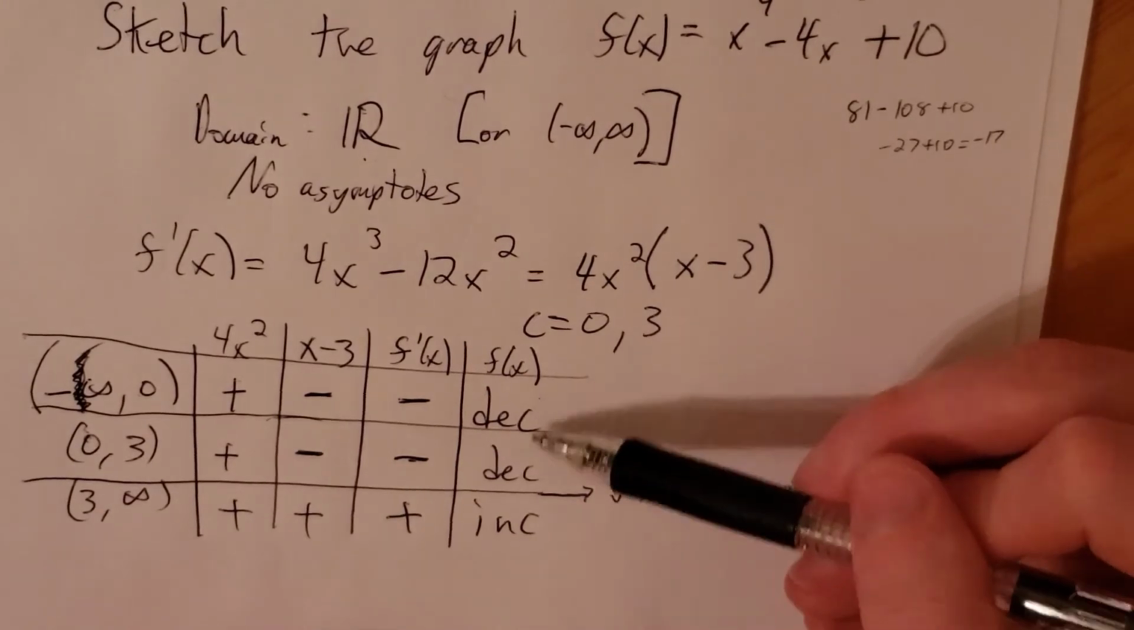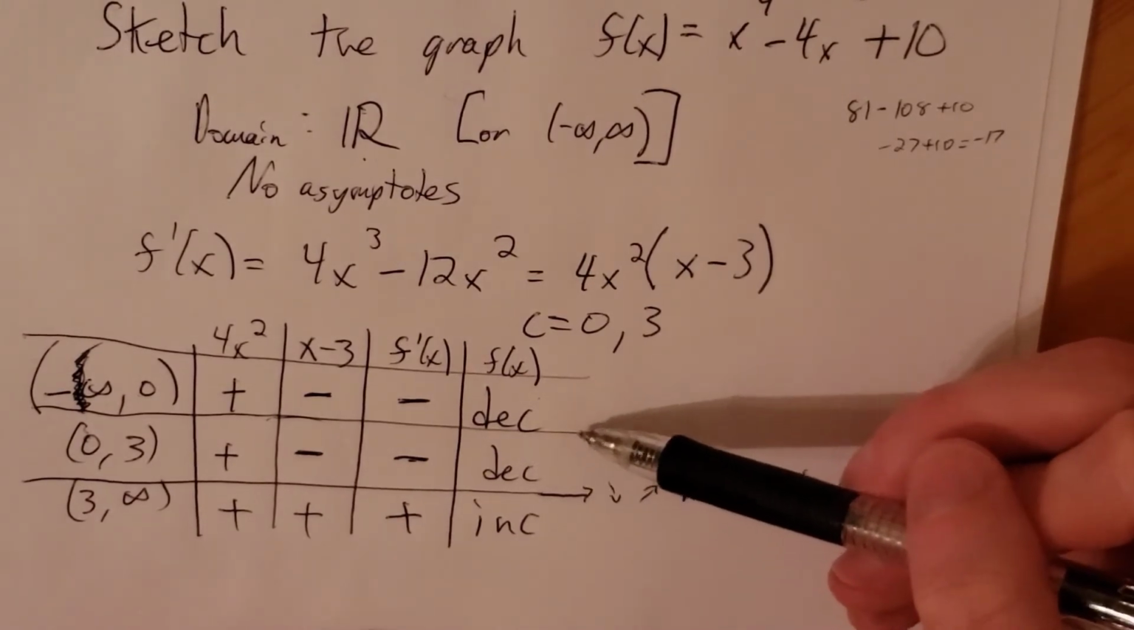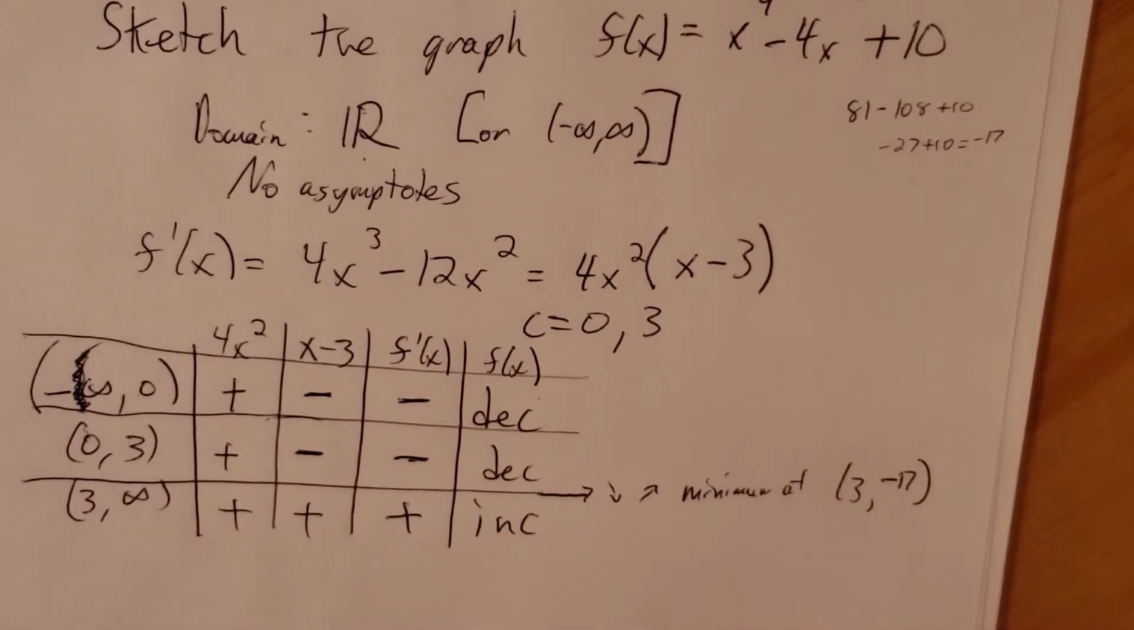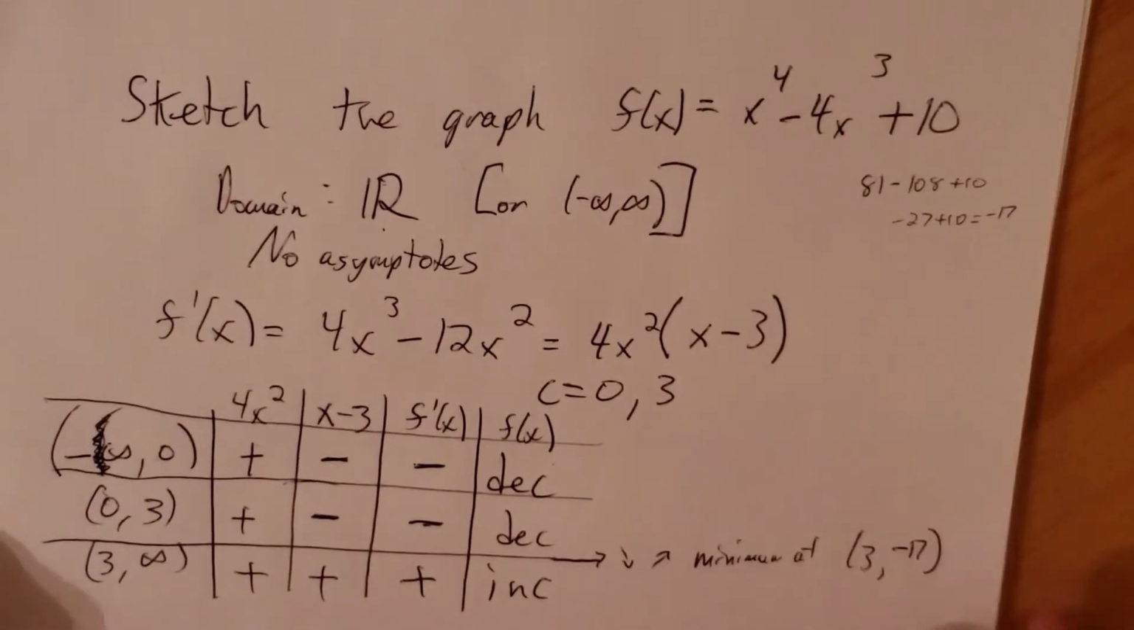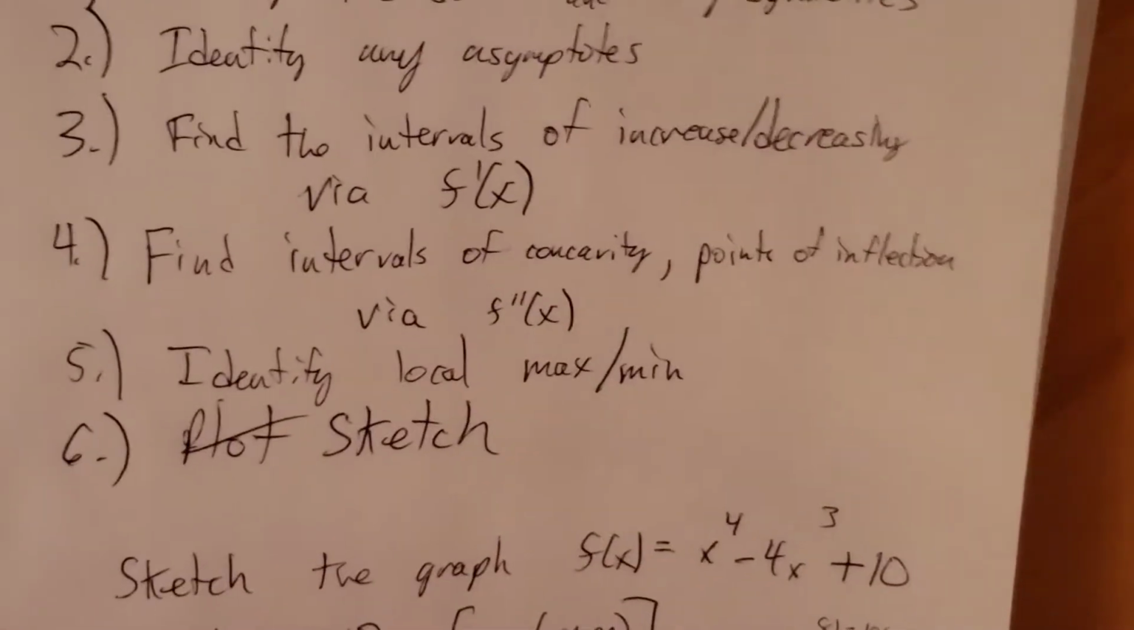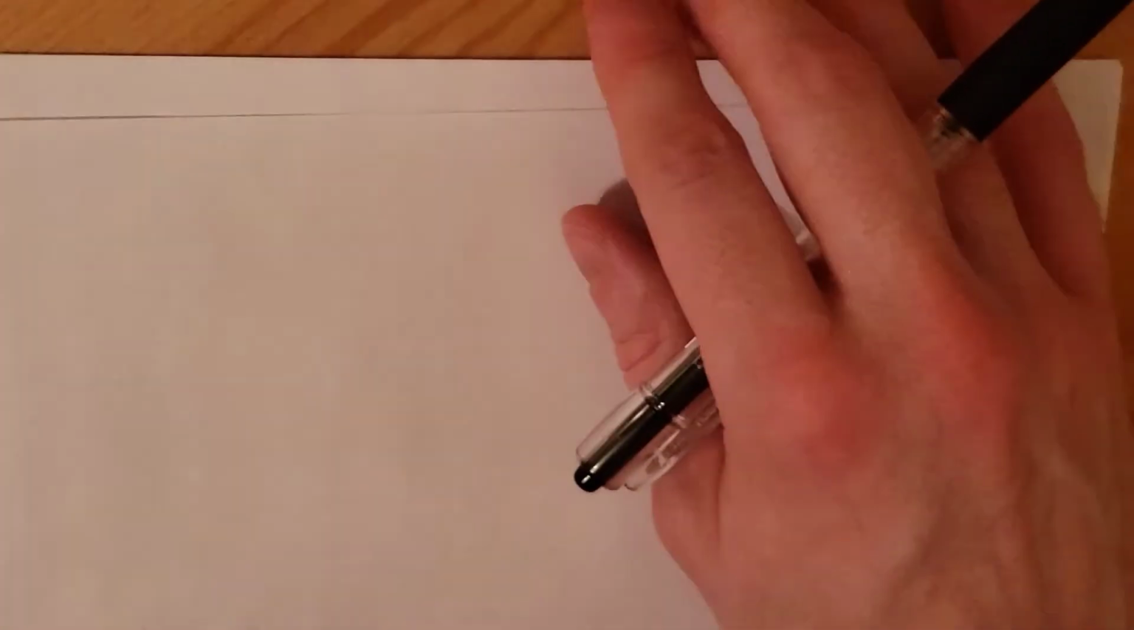Since our function goes from decreasing to decreasing here, we don't have a maximum or minimum at 0. All right, let's keep going. Let's just use a new page. All right, so now we want to find intervals of concavity.